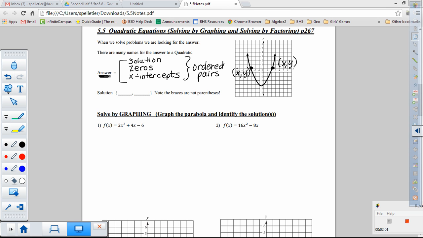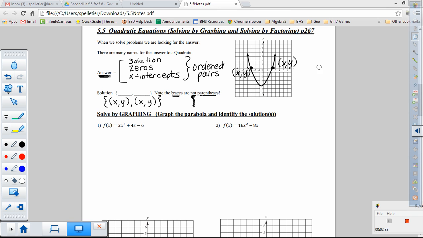And when you write the solutions, you put them in what we call braces, not parentheses. In this case, I would have two solutions, and I would write them as their ordered pairs: x, y with a comma, and then the next one, x, y, and then I close the brace. Those braces mean that I have a set of answers. Sometimes I have only one ordered pair, and that's when the vertex is what crosses the x-axis.